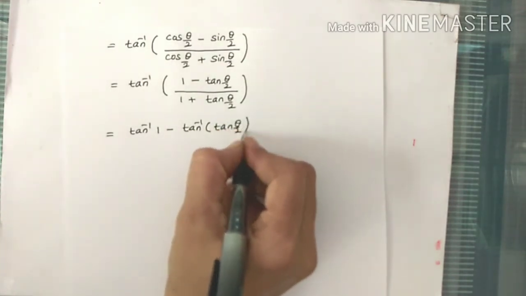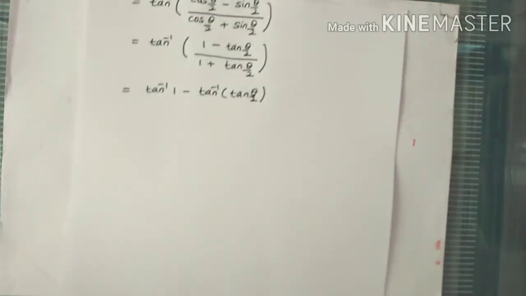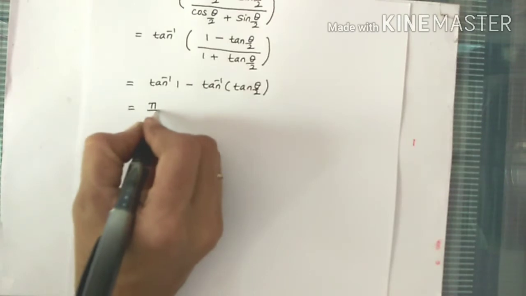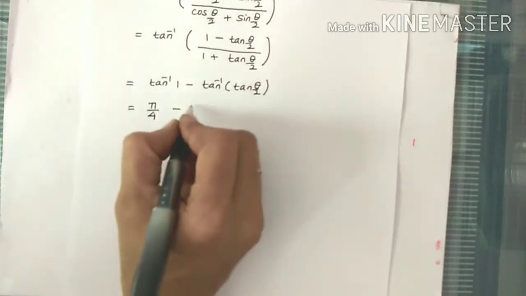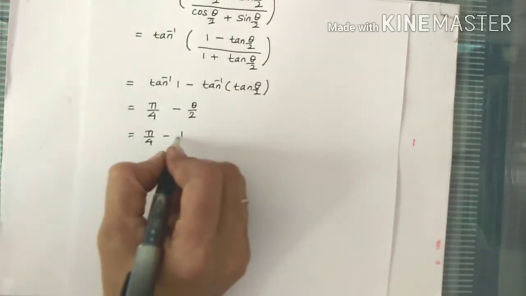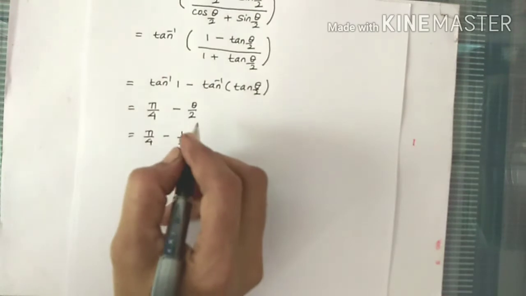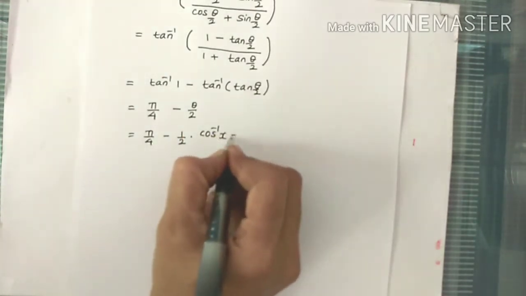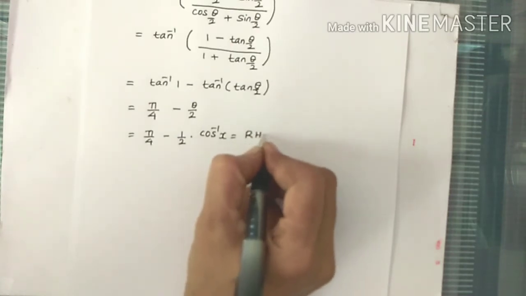In the derivatives of inverse trigonometric functions also we use this property. Now tan inverse of 1 is pi by 4 and this term becomes theta by 2. So pi by 4 minus theta by 2, that is 1 by 2 into theta. But our theta is cos inverse of x, which is the right hand side.